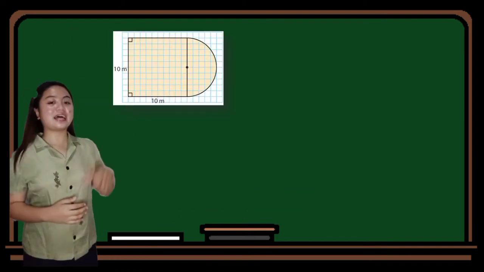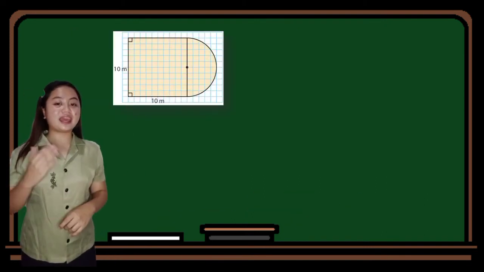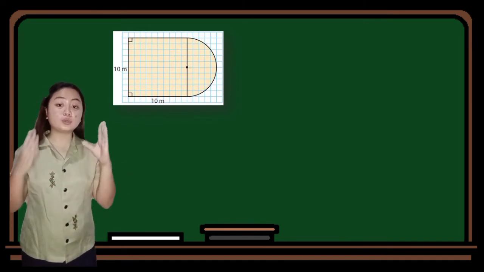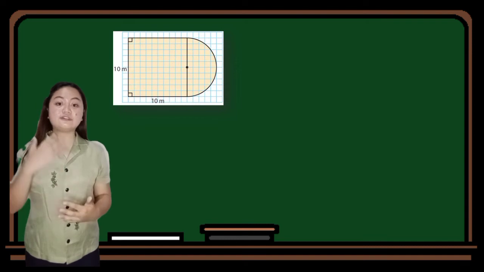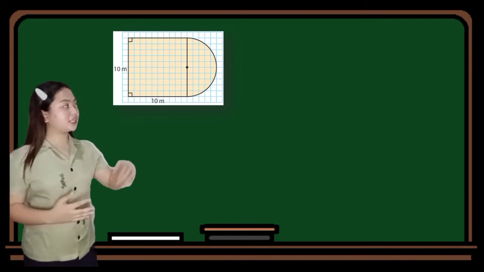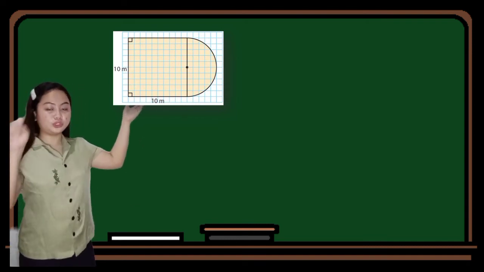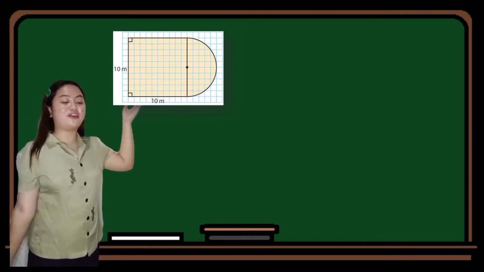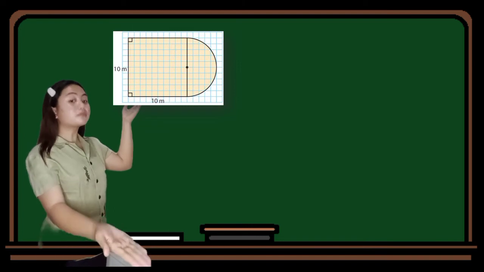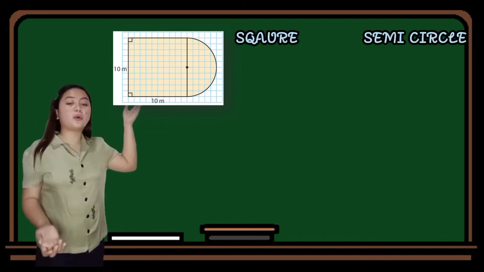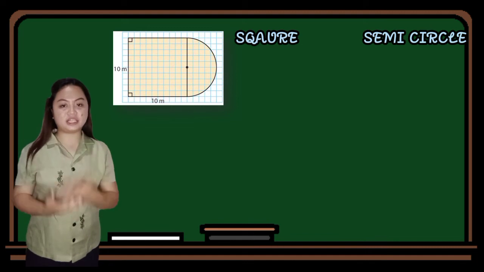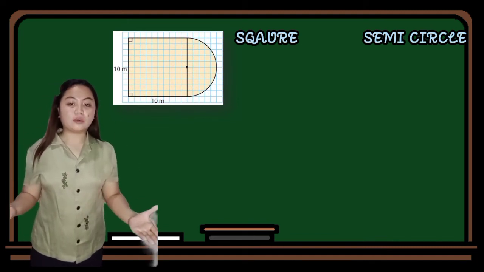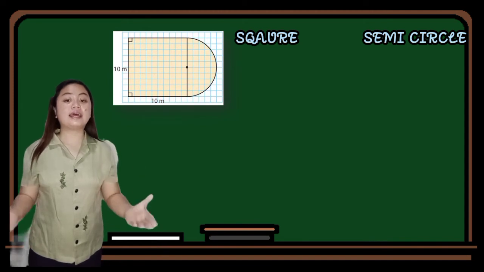Okay, our next example is here. So again, first step is to separate the figure into simpler shapes. So in this figure, we can separate this into two shapes. So which are, anyone? A square, very good, and a semicircle. So now we have basic shapes. These are a square and a semicircle. Now, solve first the square.